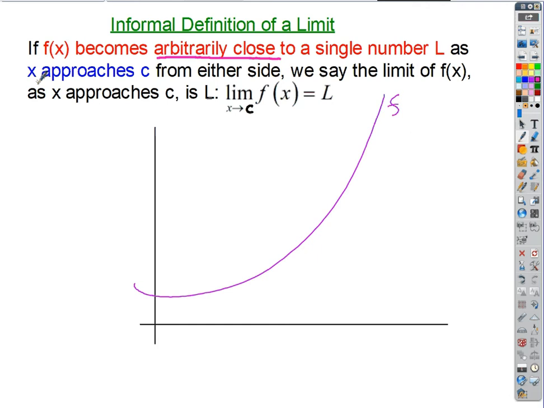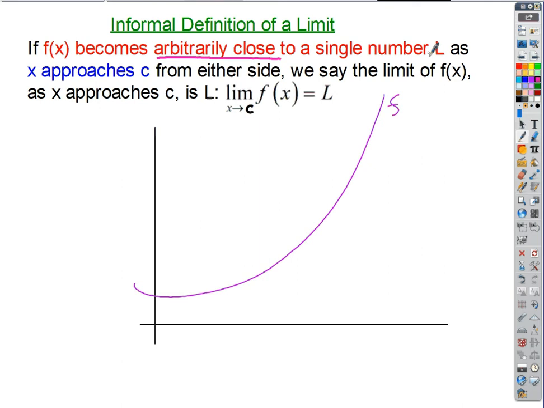Maybe approach C. Approach C even more closely, right? So you get the relationship here. I can always get as close as I need to my limit L by simply getting closer to C. If that's the case, then the limit works. If that relationship doesn't hold, then the limit falls apart.